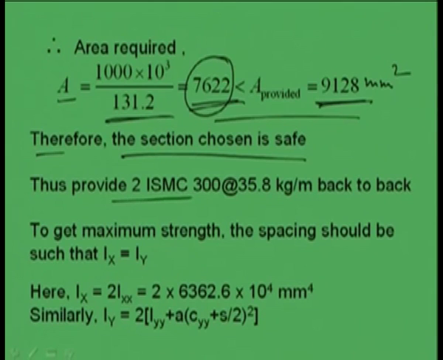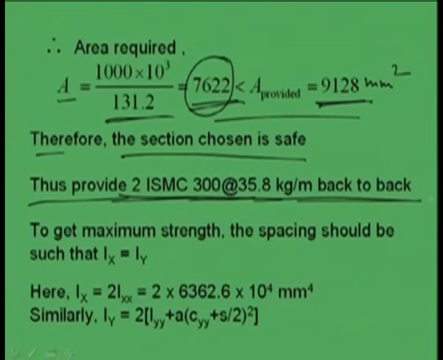Thus, we are providing two ISMC 300 at 35.8 kg per meter back to back. So, this is fixed now. The unknown thing is the built up section configuration and the size of the built up section. These two things we have decided: one is that we are going to use channel sections back to back, and the size is ISMC 300. Now, we have to decide the spacing between the two channels.